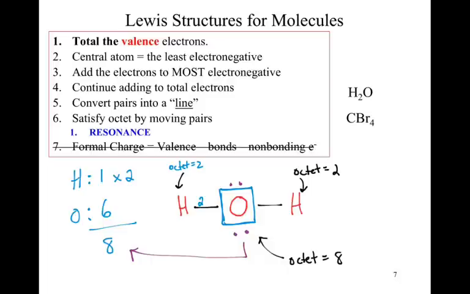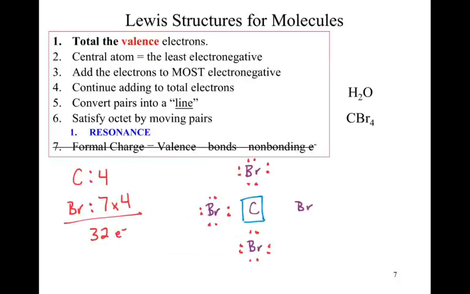Fantastic. Simple, straightforward. Okay. Go ahead and pause the video for a minute and solve for CBr4, or carbon tetrabromide, and I will show you the answer in just a matter of seconds. So we've got the answer magically appearing, or most of it. We've got our total valence electrons. We've got carbon as our center atom because it's the least electronegative.